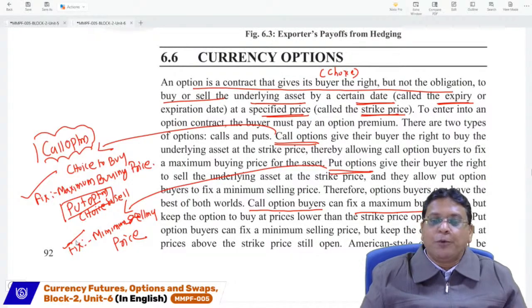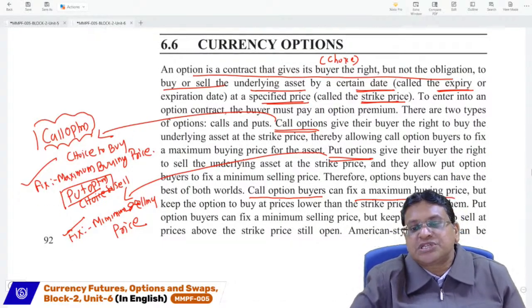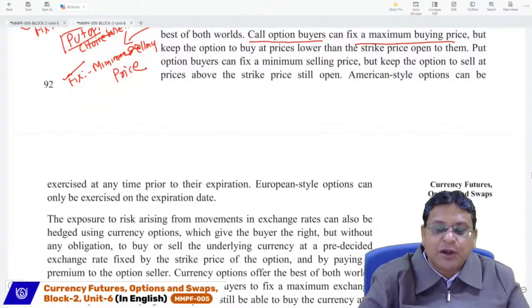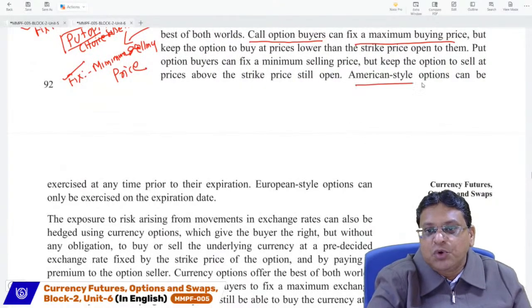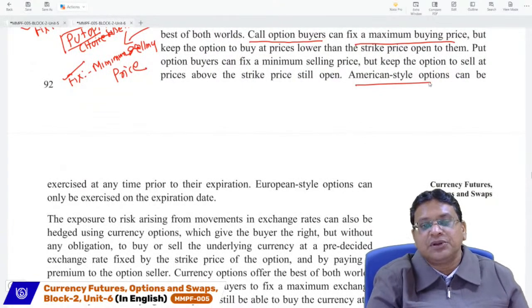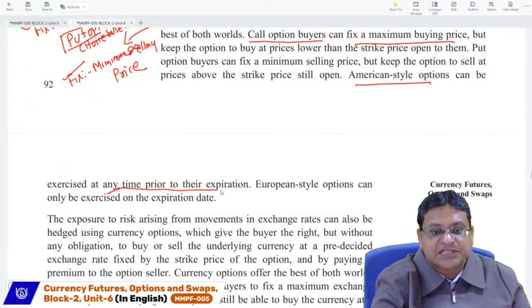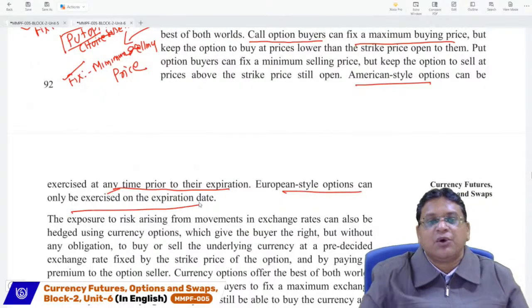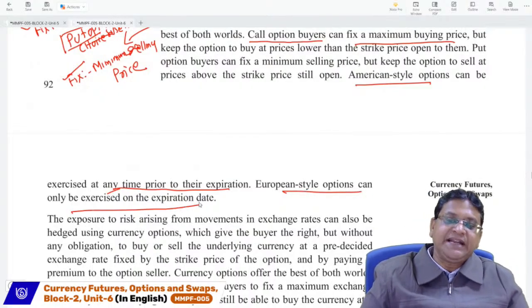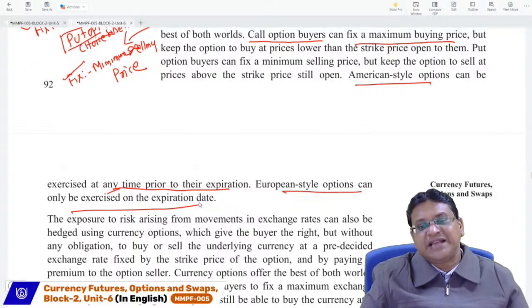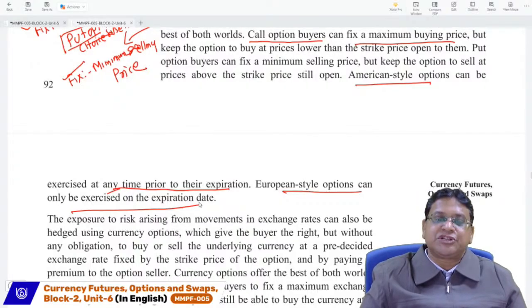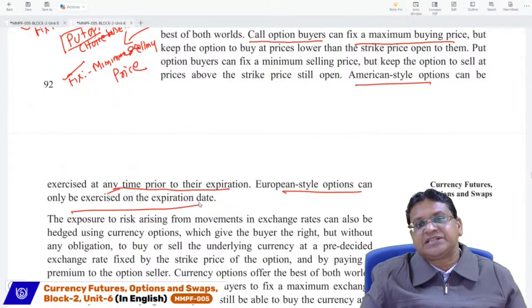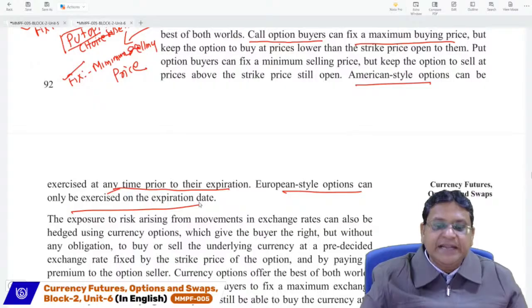Okay, and options may be of two styles. One is the American option, another is the European option. An American option can be exercised on any day prior to expiry, but a European option can only be exercised on the expiry date. You cannot exercise a European option any day prior to the maturity date. It has to be exercised on the expiry date.